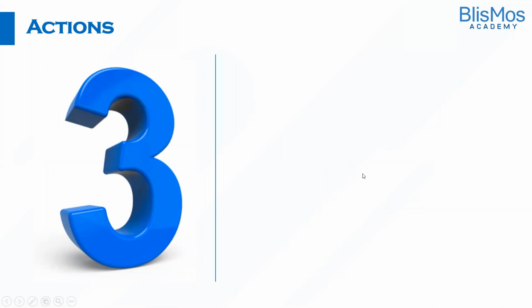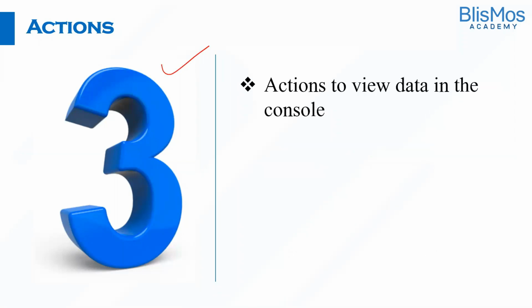what are the different types of actions. There are 3 types of actions. The first one is actions to view the data in the console. That is what we just did now. When we said device by 2 dot count, we saw the results on a screen, on a console. That is one of the actions.